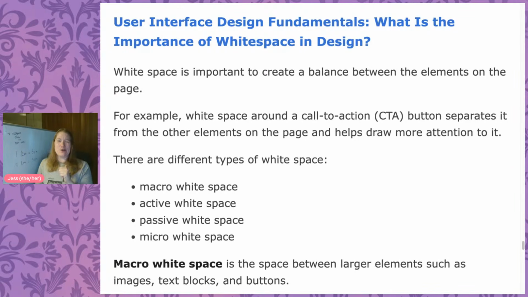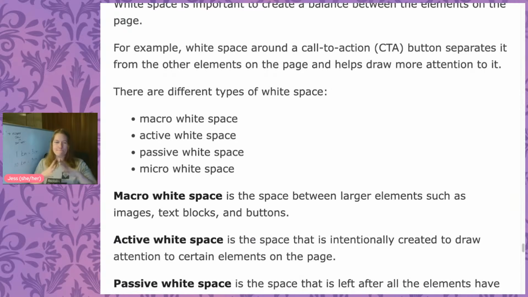There are different types of white space: macro white space, active white space, passive white space, micro white space. Let's look at those. Macro white space. This is the big old bits of white space between larger elements, images, text blocks, buttons. So these are big elements, and they get a big chunk of white space to make sure they really pop.